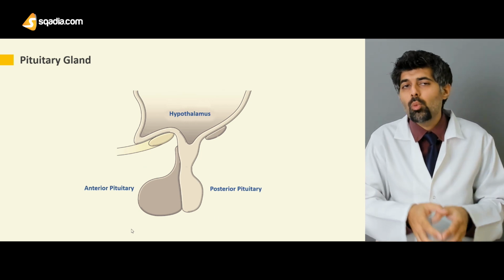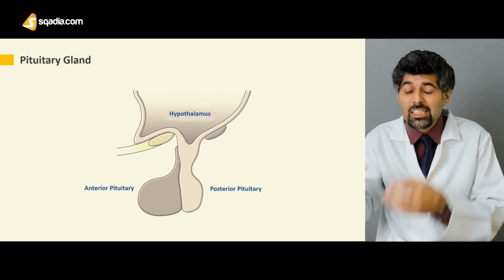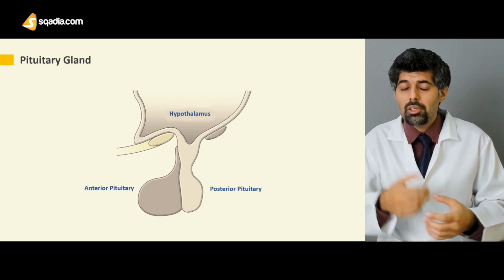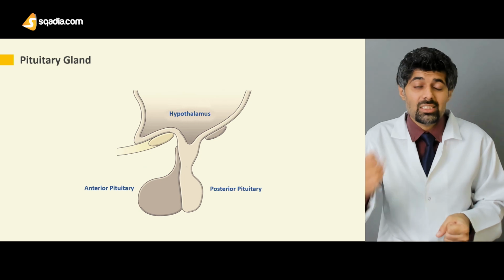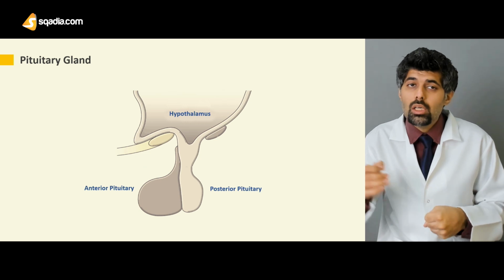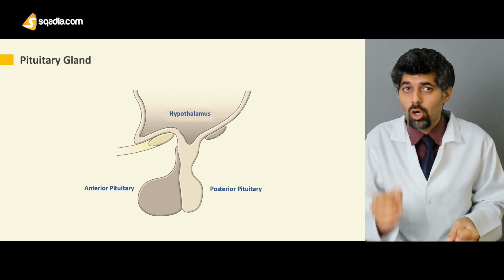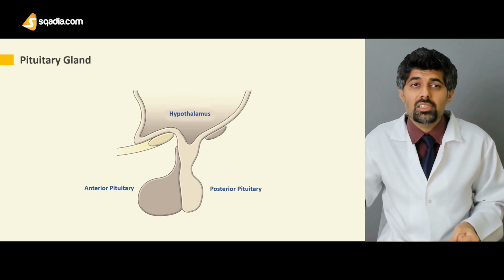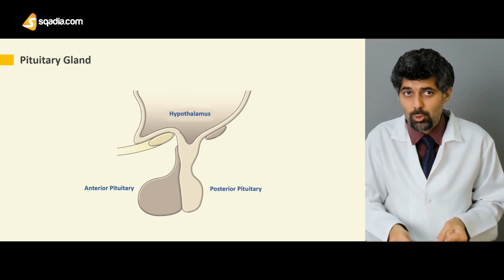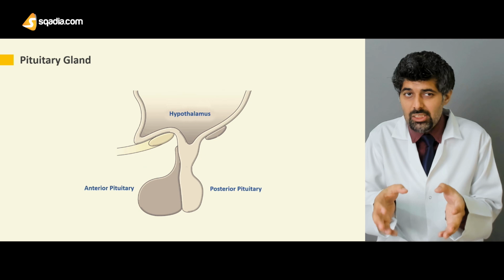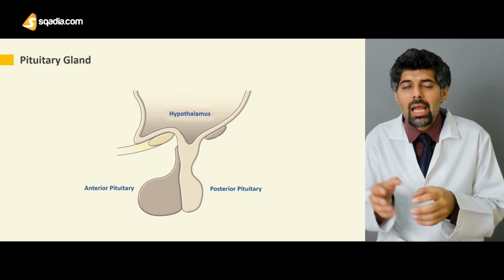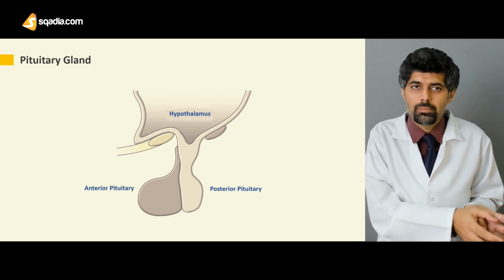Sometimes the anterior lobe and the posterior lobe are separately named as the anterior pituitary and the posterior pituitary. The reason being the anterior pituitary synthesizes its own hormones, while the posterior pituitary lobe does not synthesize its own hormones. The hormones are synthesized in the hypothalamus and transported to the posterior lobe. So, because of this crucial difference, sometimes the lobes are differentiated and are called separately.